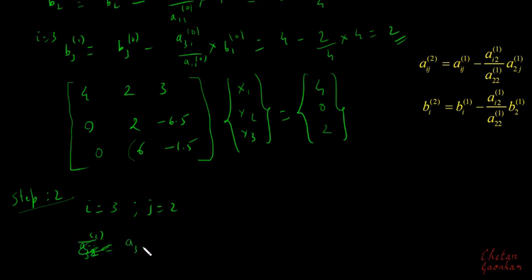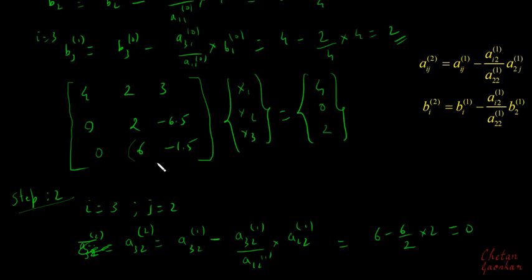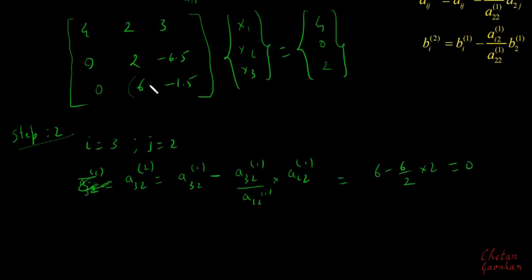I'll write here again, a32 of 2 will be equal to a32 of 1, that is this element, minus a32 of 1, again this element, divided by a22 of 1, that is this element, multiplied by a22 of 1, again this element. This will give me 6 minus 6 divided by 2 multiplied by 2, which is 0, and that is what we are expecting here. This we want to be 0.